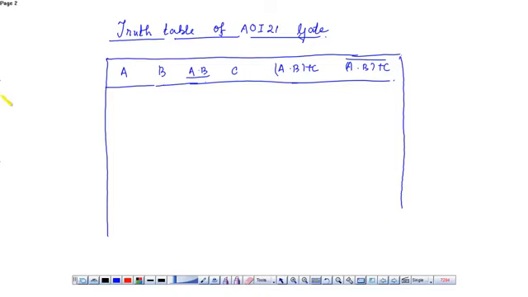Now inputs are 0, 0, 0. A dot B is 0. A dot B plus C is 0. The output is 1. When it's 0, 0, 1, A dot B is 0. A dot B plus C is 1. So the invert will be 0. Output is 0.